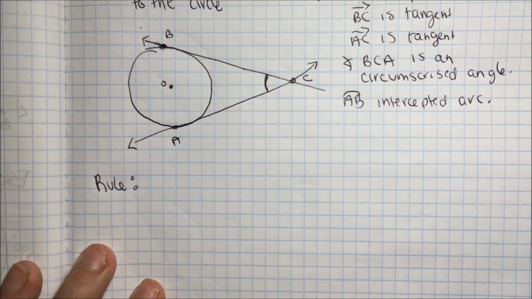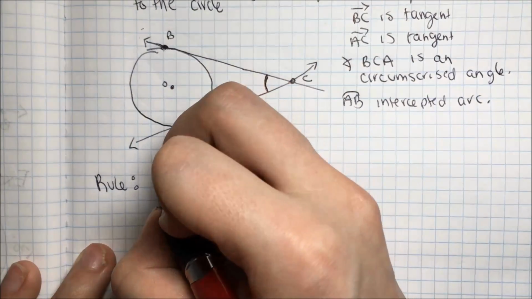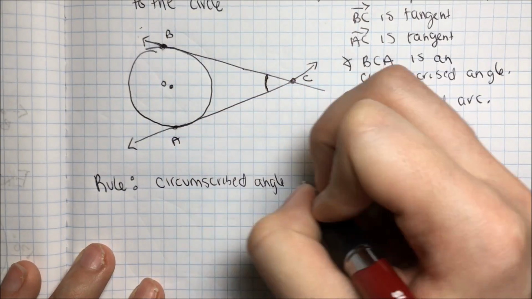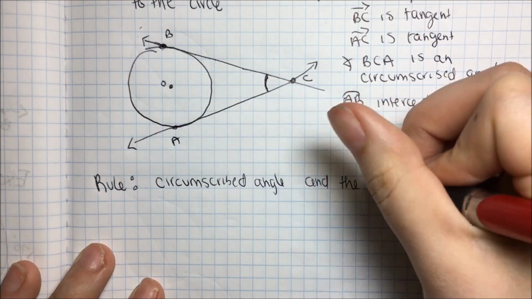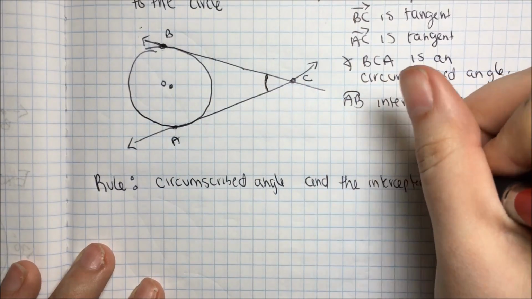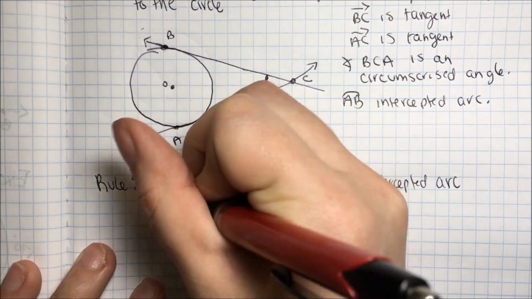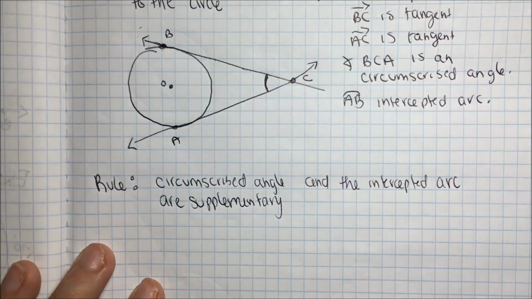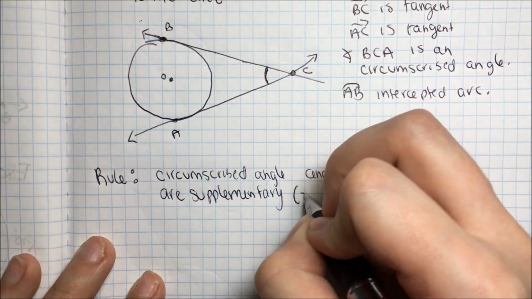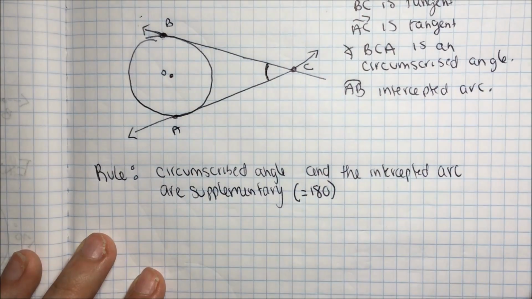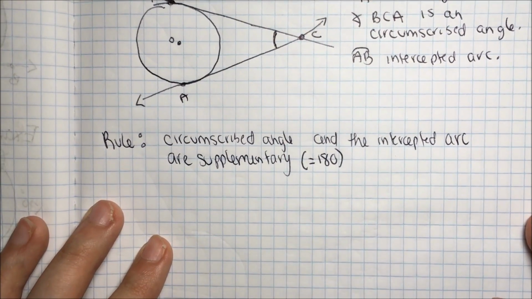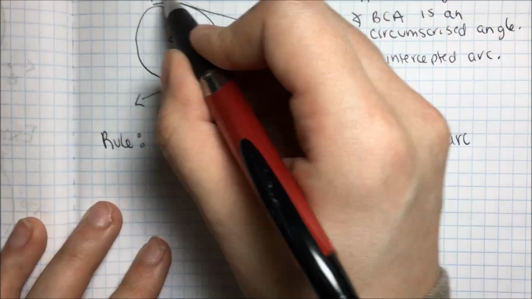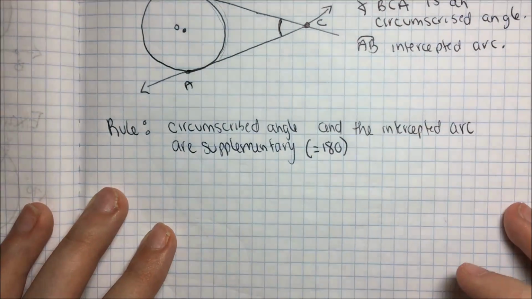So the rule for circumscribed angles is that the circumscribed angle and the intercepted arc are supplementary. So this means that it has to equal 180 to be supplementary. So our arc AB and our angle BCA are supplementary to each other.